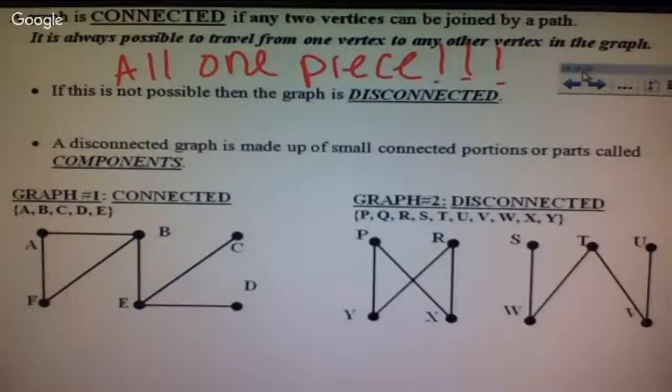If your graph is 2 different pictures, it's disconnected. In a disconnected graph, the little pieces are called components. So graph 1 is connected. It's all one picture, all one piece. But if you look at graph 2, we've got component 1 and component 2, which makes this disconnected. There is no line that connects the 2 separate pieces.